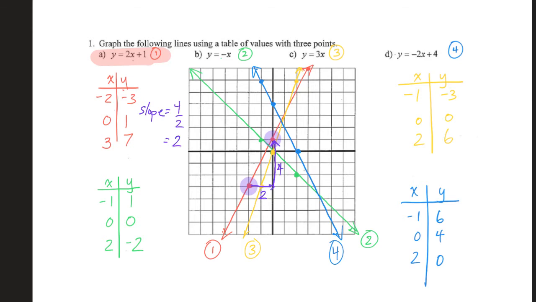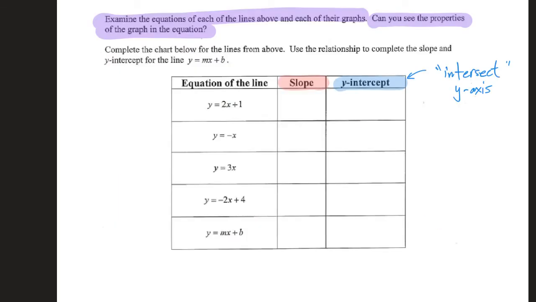Okay, I also know my y-intercept. Because when I zero in, where does my red line hit my y-axis? It hits it right here. So my y-intercept is 1. It's not 0, 1. We don't list both coordinates. We list the value on the y-axis. If we found that, then we should be able to jump back into that chart to complete it. So for that red graph, we found that it had a slope of 2 and a y-intercept of 1.